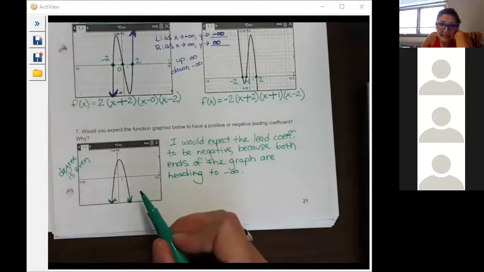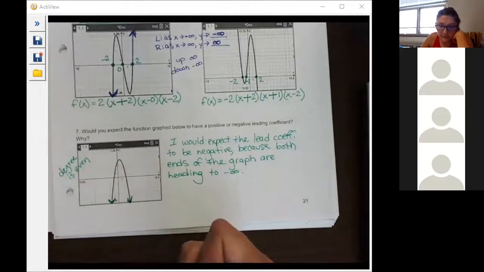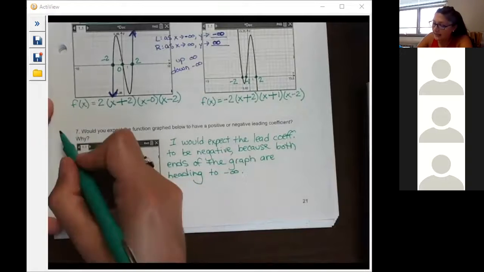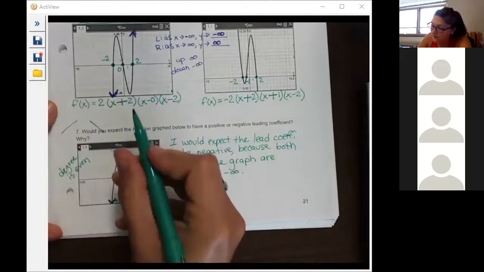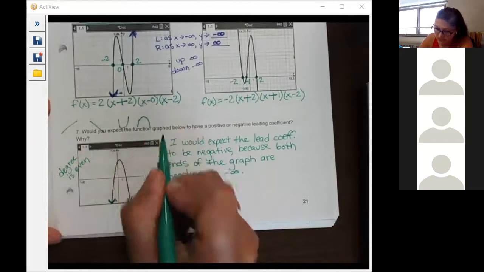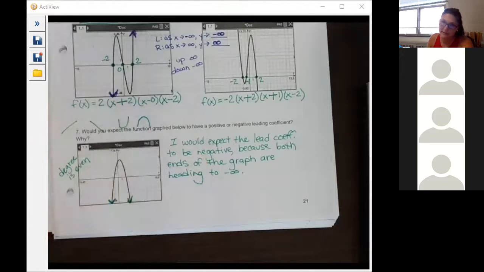So I decided that this had to be an even degree function because the ends go in the same direction. Since they're both pointing down, remember the transformations of functions that you guys worked on in Algebra 1. If I have a line with a positive slope and I change the lead coefficient to negative, that line would have a negative slope. If I have a parabola with a positive lead coefficient, it's going to open up. If I change it to negative, it's going to flip and open down. So this would be that option with that negative leading coefficient. Questions for me?